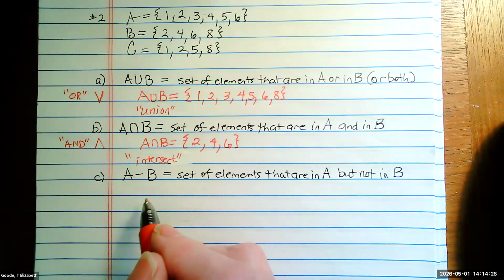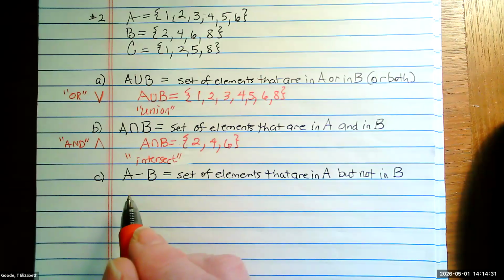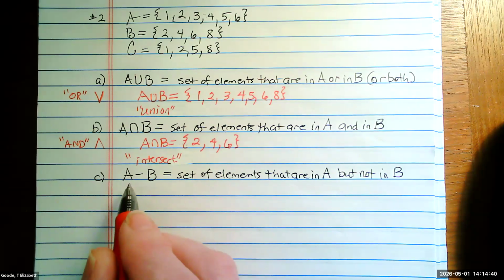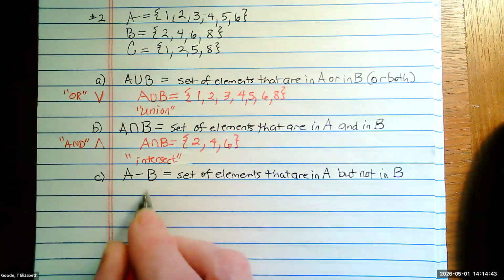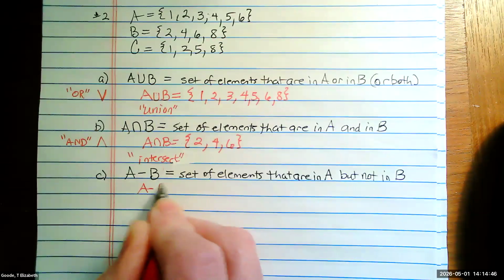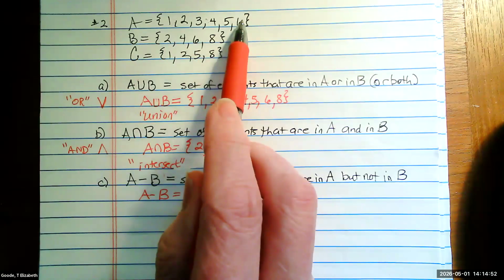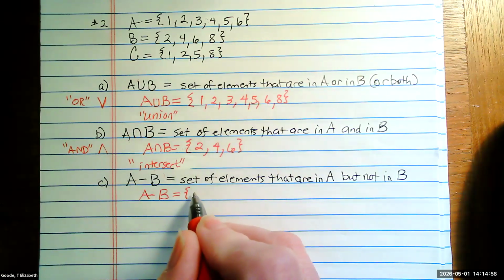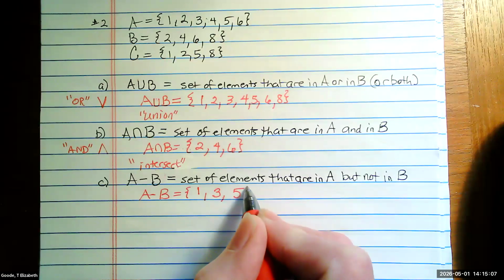This is sort of like our P and not Q. It's like the negation of an if-then. It's sort of the negation of subset. It's exactly the elements in A that aren't part of B. All right, so A minus B. These elements have to start by being in A, but then we subtract away any of these from A that are also in B. So what's left? It's going to be 1, 3, and 5. Very good.